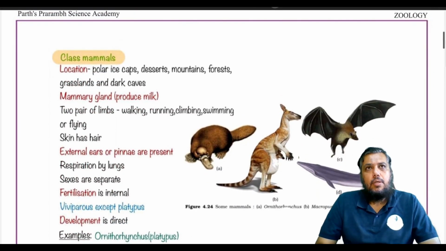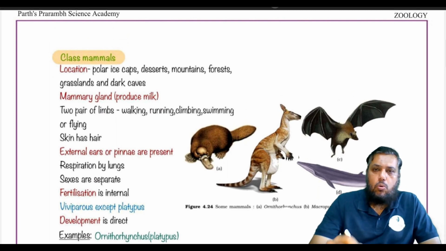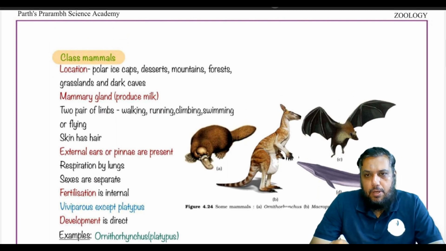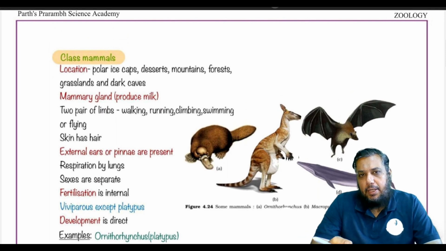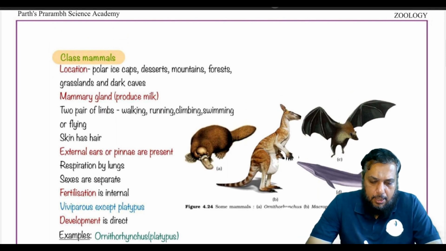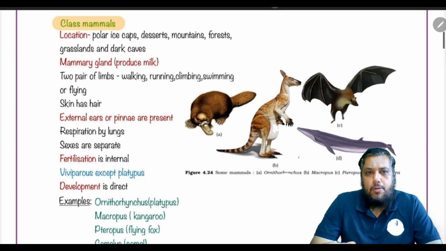The last class is class Mammalia, to which we also belong. Where are these found? They are found almost everywhere. So we have a good acclimatization ability. We can adjust ourselves to different environments like ice cold polar caps, deserts, mountains, forests, grassland, and some of them, like bats, can also live in dark caves. Why are we called mammals? Because we show the presence of mammae, that is, females show the presence of functional mammary glands which produce milk.